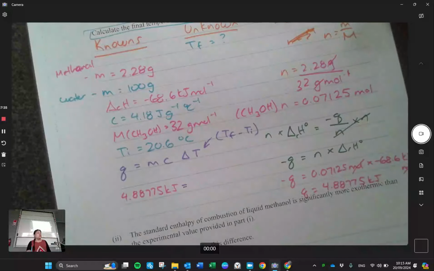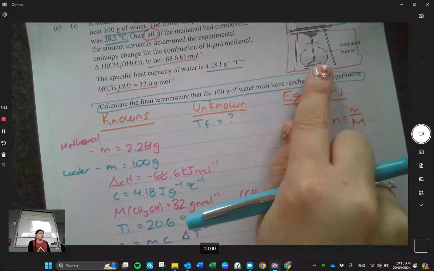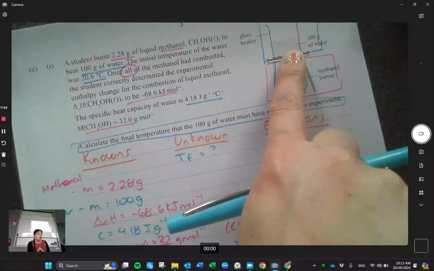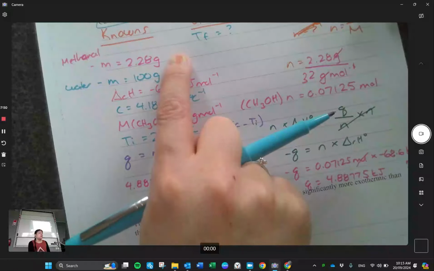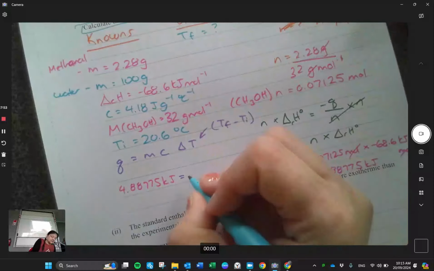Now again, this is where people get tripped up. They grab the wrong mass number. In this case, when I'm talking about the temperature change, I'm not talking about the temperature change of the methanol. I'm talking about the temperature change of the water. So now I'm using the 100 grams. So that's what we have to be mindful of. There's 2 masses, and we got to be mindful when we use each one. In this case, we're using the 100 now.